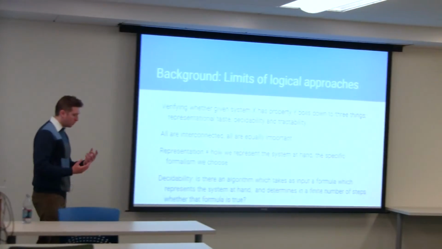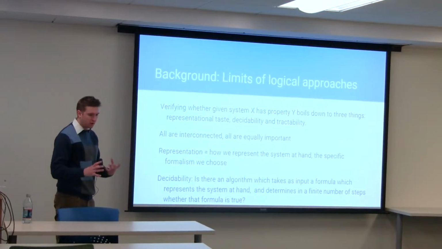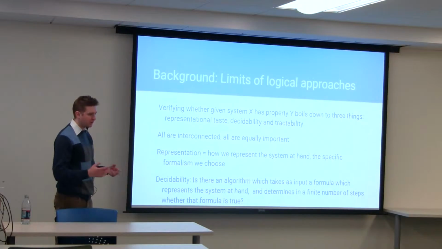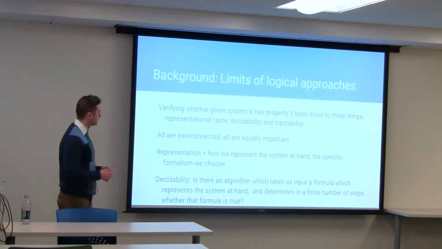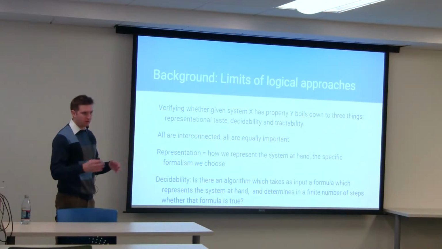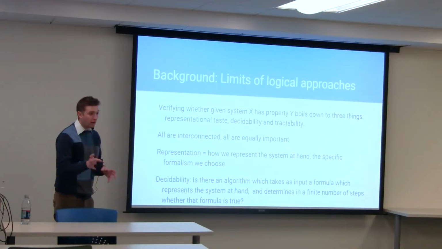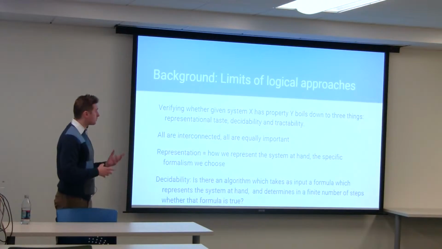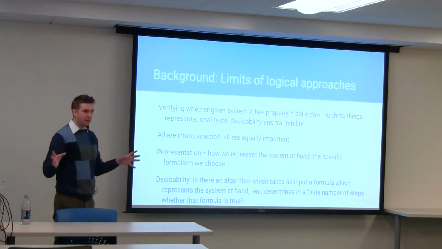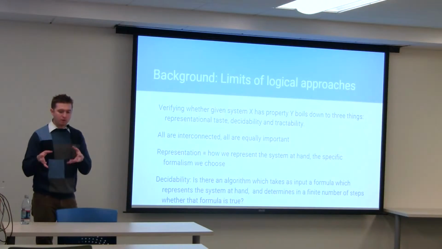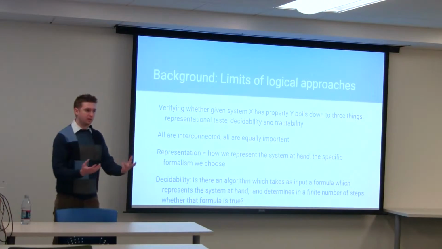So, of course, the formal logic approaches to security design or verifying security properties are limited, obviously. Okay, the question of whether a given system X or a given formula X has property Y is going to boil down to three things: representational taste, decidability, and tractability. They're all interconnected. They're all equally important. This is something I learned last semester, is that you can't focus on just one without sacrificing the other two.